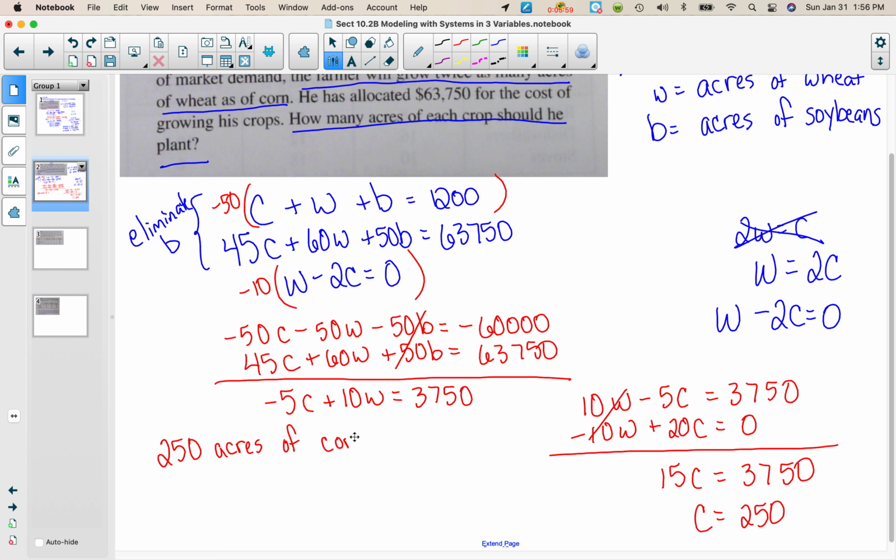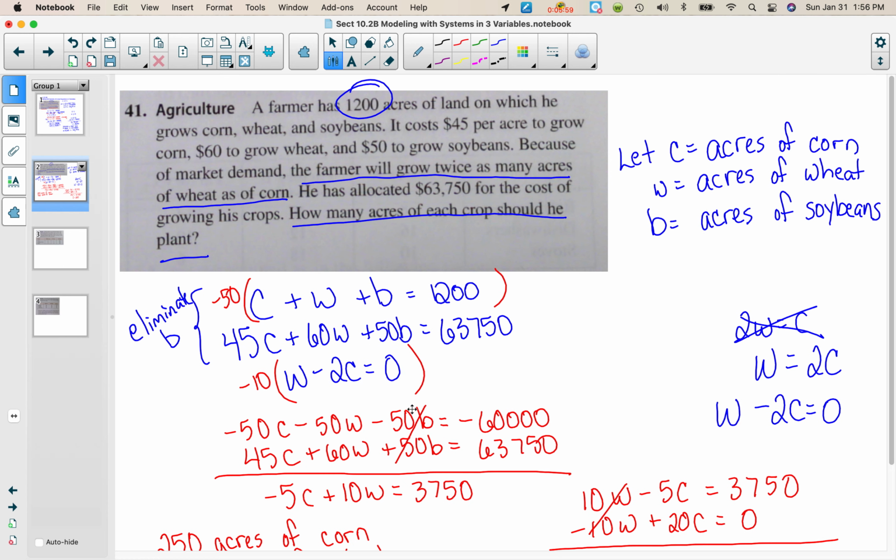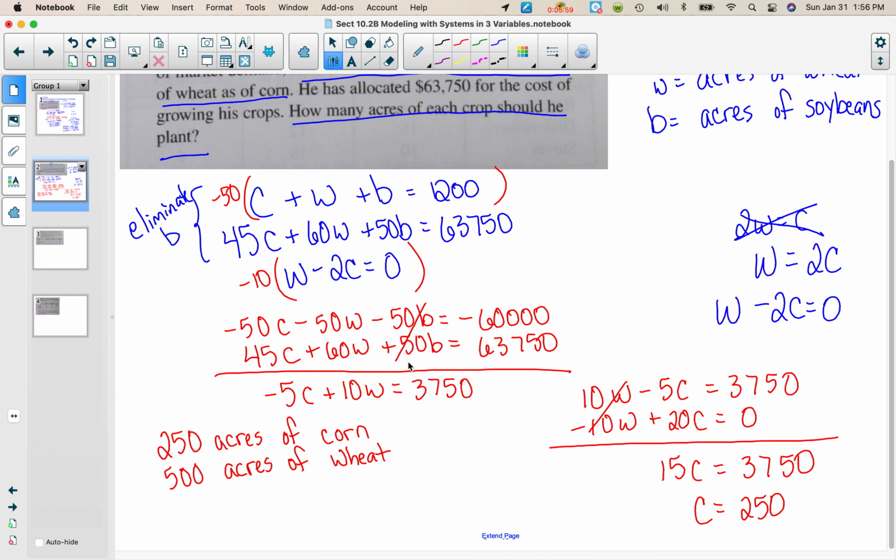So we need 250 acres of corn. And remember, however much corn we do, we're going to do twice as much wheat. So that's 500 acres of wheat. So that's a total of 750. We were doing 1,200 altogether, so that leaves over 450 acres of beans. Okay, so that's how you would do that problem.